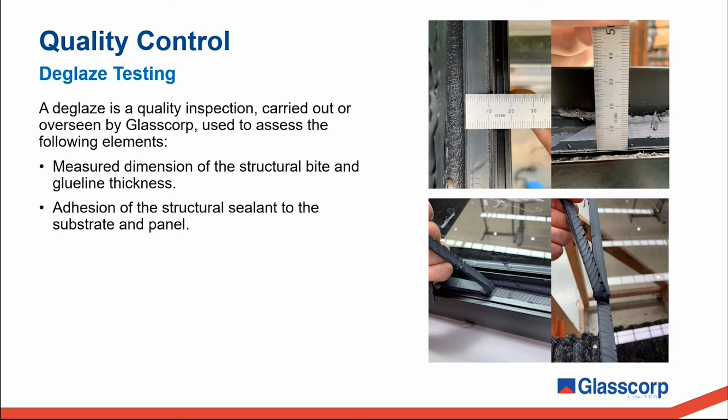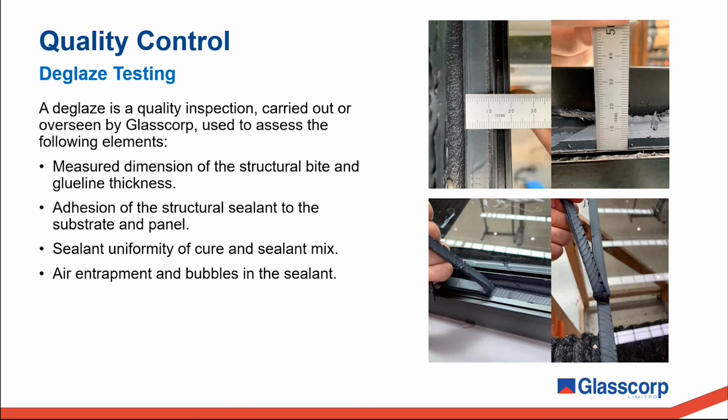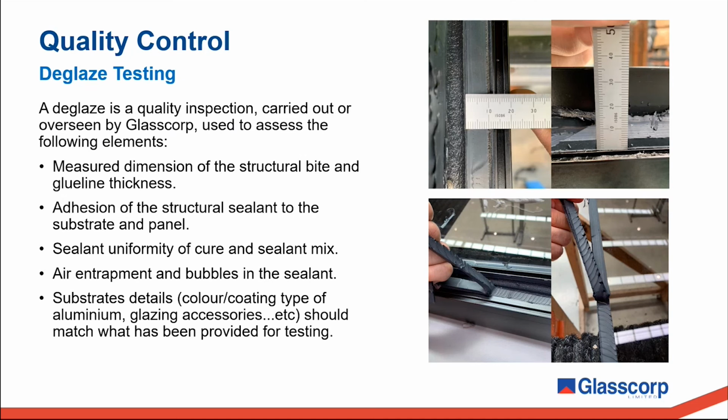The adhesion of the structural sealant to the frame and the glass is checked. And these first two things are the two most important factors that are checked in the deglaze test. Others include the uniformity of cure and the quality of the sealant mix, any air entrapment or bubbles that may be present in the sealant, and finally that substrate details, what we're testing, match the detail and samples that have been previously provided.